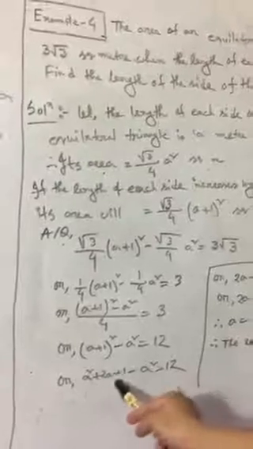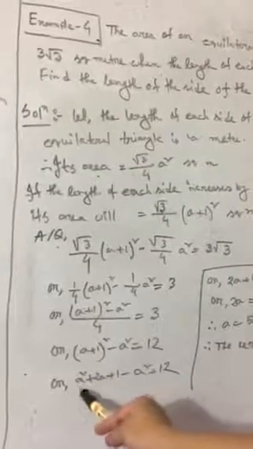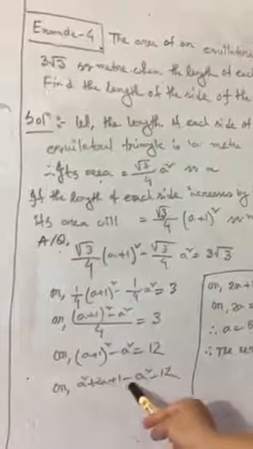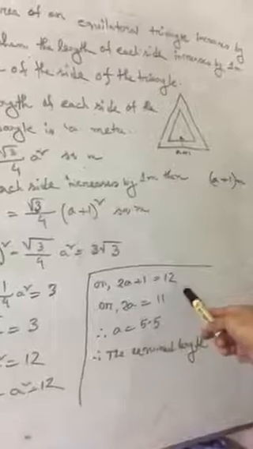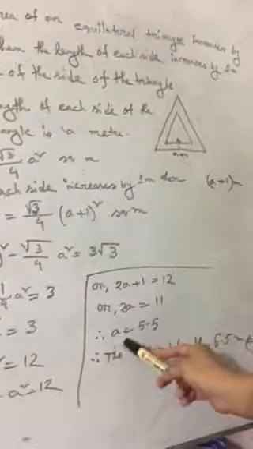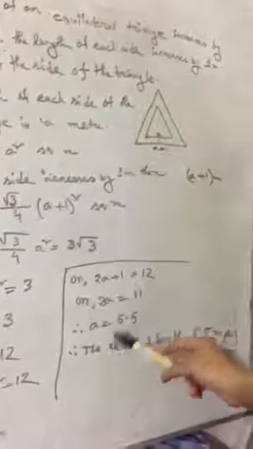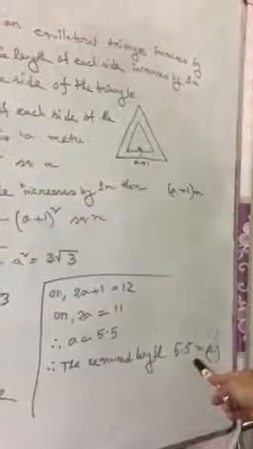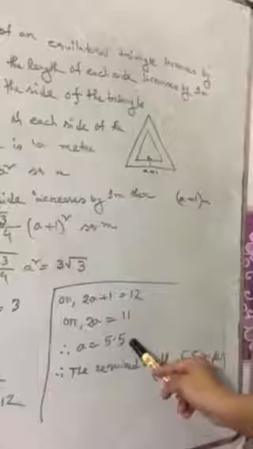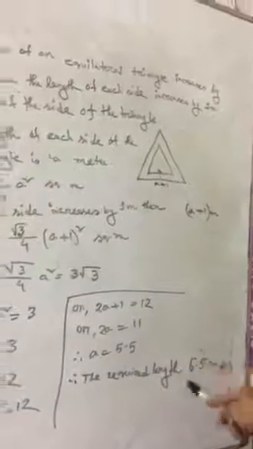Then put the formula (a plus b) whole square, that means a square plus 2a plus 1 minus a square, so a square will be eliminated. Then we have 2a plus 1 equal to 12, and after calculation a equal to 5.5, and the required length of the side of the triangle is 5.5 meter. Don't write meter here, okay, write it here.